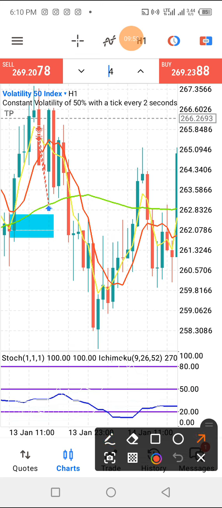When this indicator is at level 20, always watch out for the cross in your main chart. Immediately you notice a cross, then place your buy, because at that point it is indicating that price is about to reverse towards the upside. You take your buy and put your stop loss at the swing low area like this.